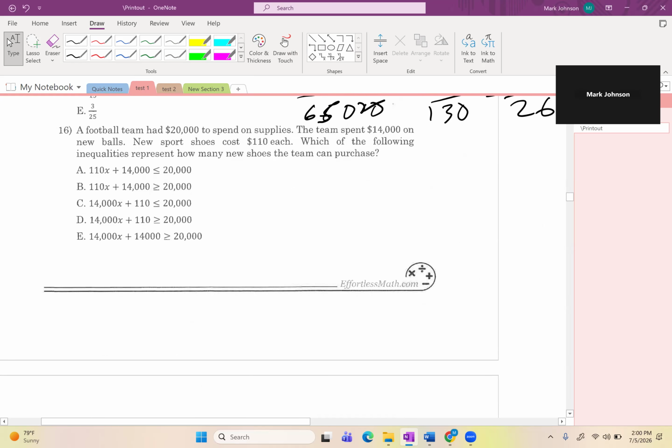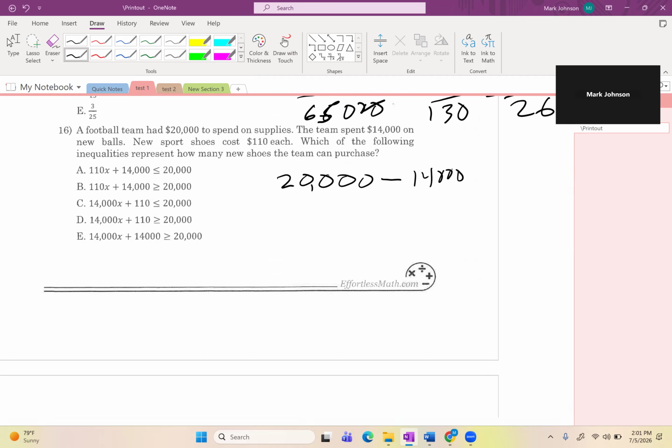A new football team spent 20,000 on supplies. The team spent 14,000 on new balls, and new shoes cost 110 each. Which of the following inequalities represents how many new shoes the team can purchase? Okay, well, we have $20,000 and we spent 14,000 on new balls.